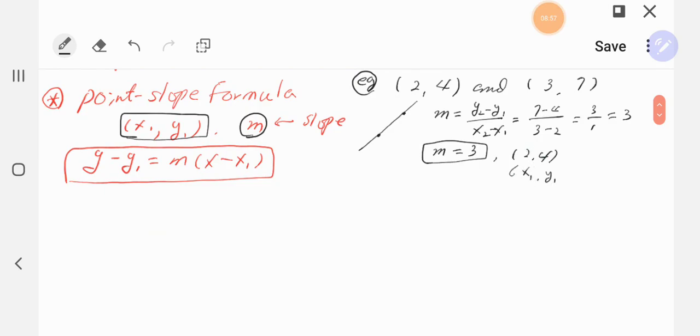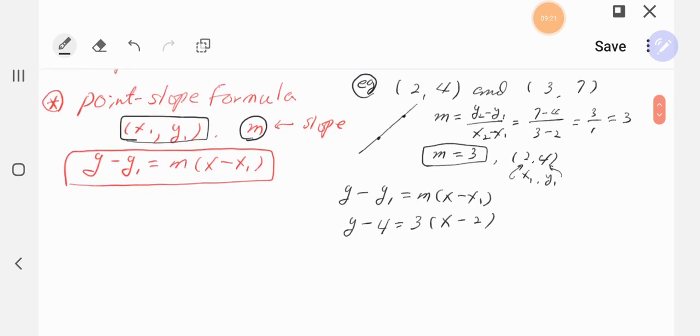Then x1, y1: 2 will be x1 and 4 will be y1, right? So the formula is y minus y1 is equal to m times x minus x1. Plug in all this information. m equals 3, y1 is 4, and x1 is 2. So we just wrote all the information in point slope formula. Using the point slope formula, we wrote an equation, right?